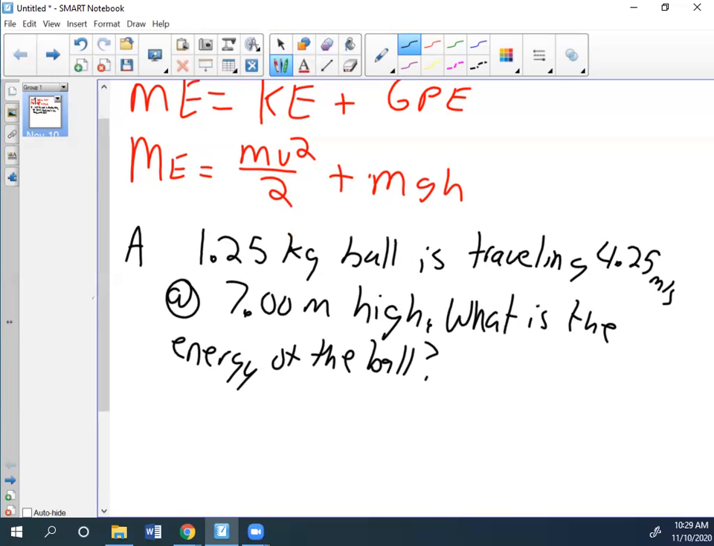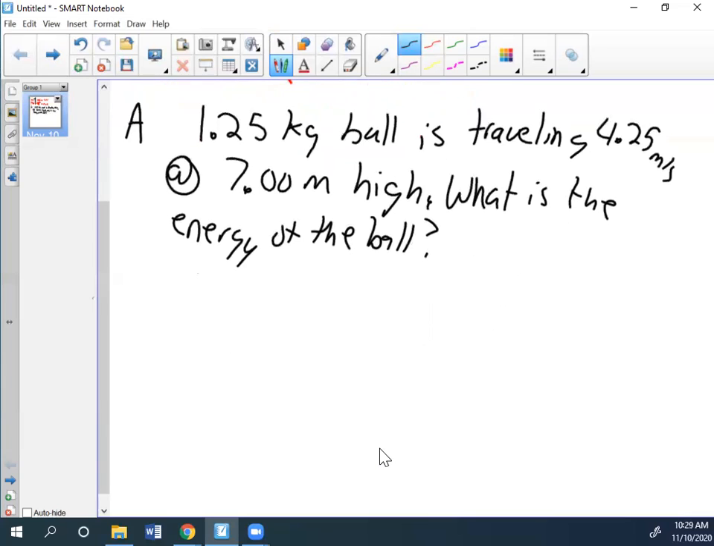A 1.25 kilogram ball is traveling 4.25 meters per second at 7.0 meters high. What is the energy of the ball? This is the simplest way, kind of simple.